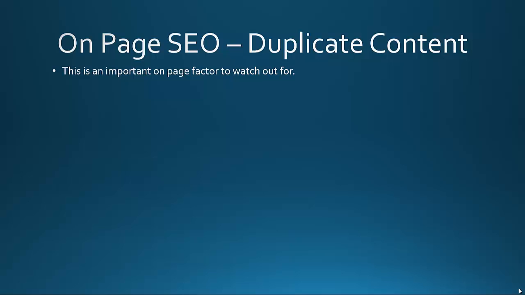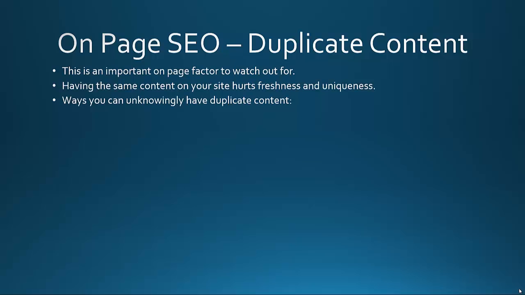Duplicate content. This is an important on-page factor to watch out for. Having the same content on your site hurts freshness and uniqueness. So that means you want to be fresh, you want to be unique, you want Google to look at you as, hey, this guy has quality content that's also unique and that can't be found all over the web.